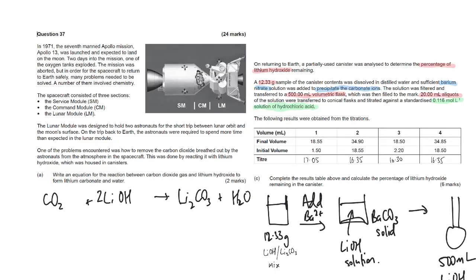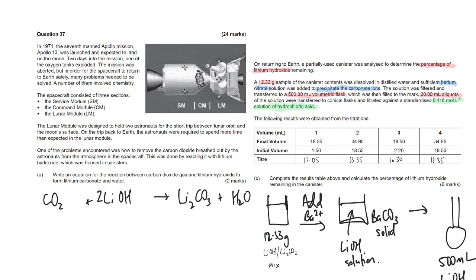Alright, so this one is another one from an exam, so let's read through it. In 1971, on the 7th manned Apollo mission, Apollo 13 launched, expected to land on the moon. However, one of the oxygen tanks exploded. The mission is aborted, but they needed to get back to Earth. There were problems to be solved. So here's a little bit of information about it, but we really start about here.